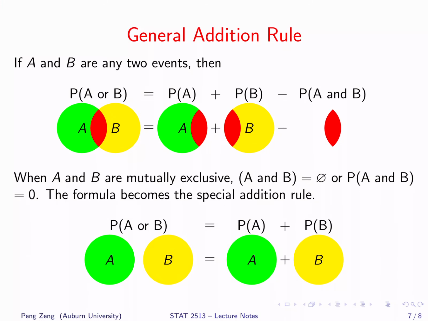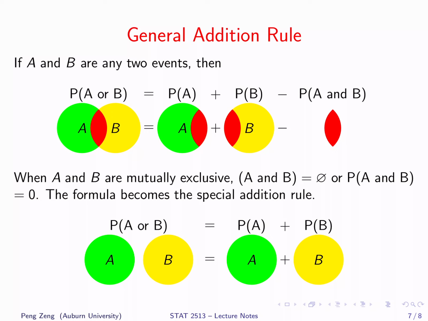The special addition rule is only applicable when two events are mutually exclusive. When they are not, we need a different formula. If A and B are any two events, no matter whether they are mutually exclusive or not, the probability of A or B equals the sum of the probability of A and the probability of B, minus the probability of A and B. This formula can be explained using the diagram below.